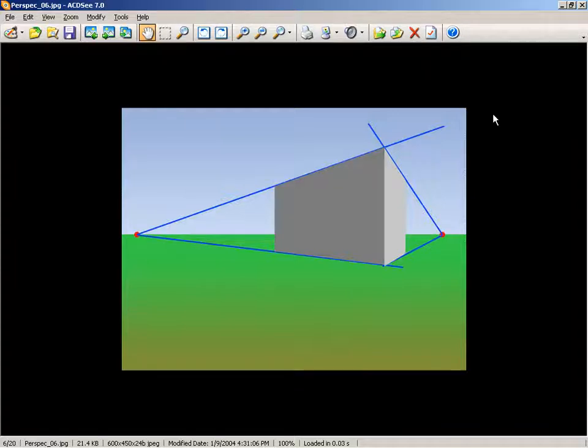So it applies to architecture really well. What we've done now is we've got two vanishing points, and this is our building, let's say. And if you follow these lines, they will always go to these vanishing points.